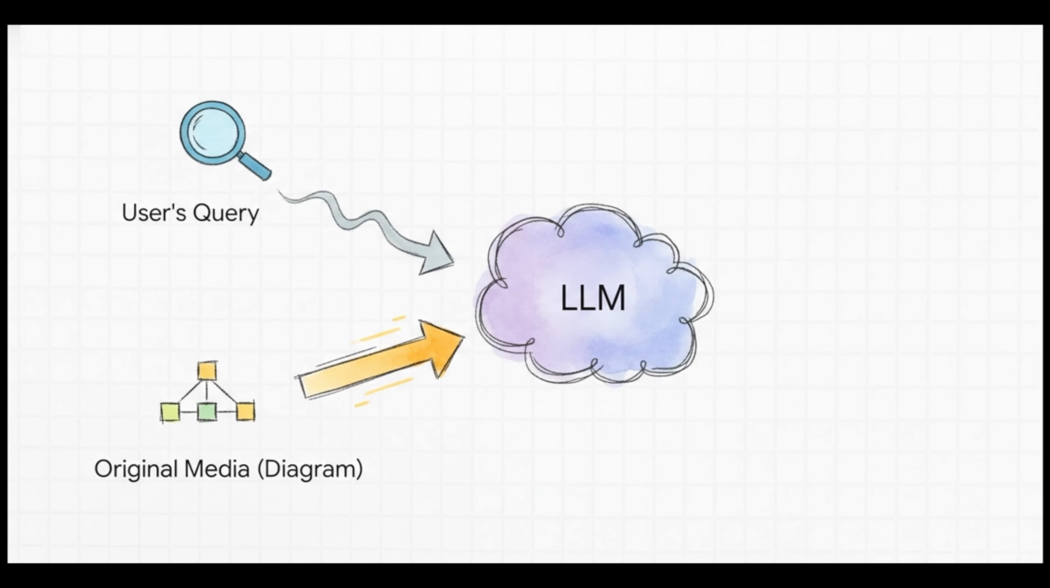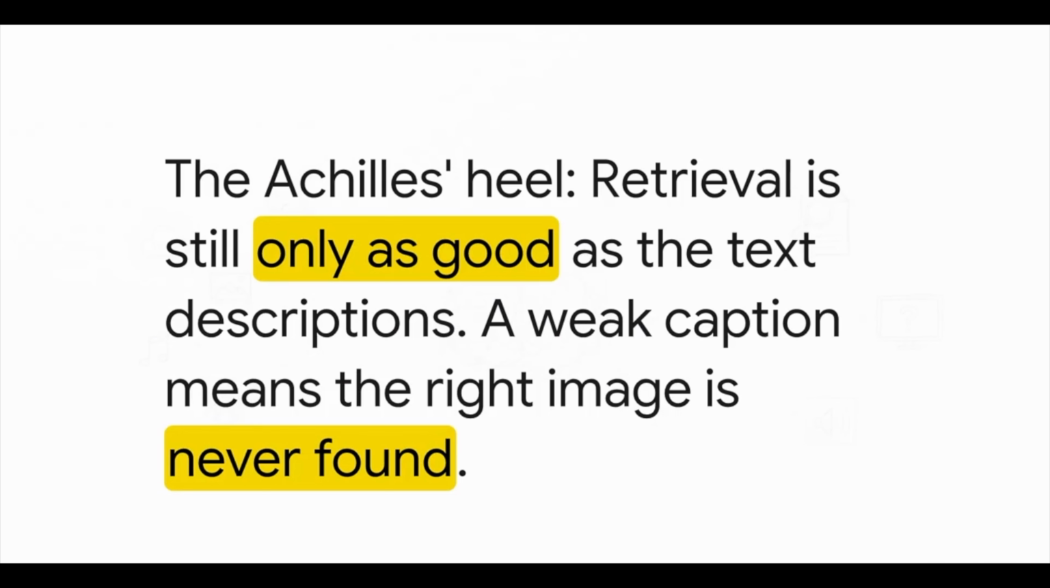So the big ticket change here is what we actually send to the large language model. We still use the text captions to search for the right information, but when we find a match, we don't just send the caption. We also send a pointer to the original media file, the actual honest-to-God network diagram. Now the LLM gets the text description and the image, so it can see for itself that the red path is the primary one.